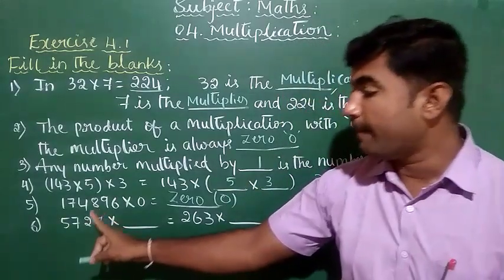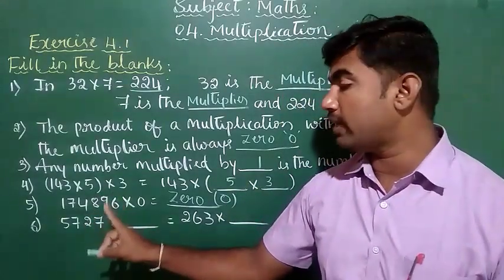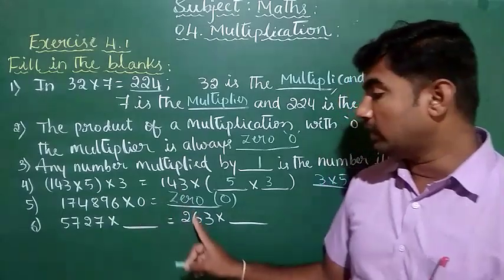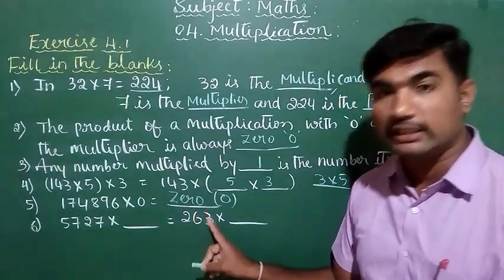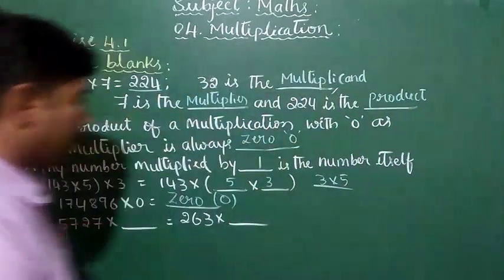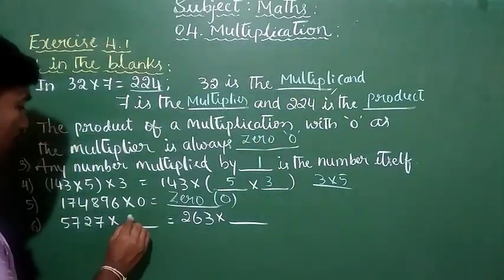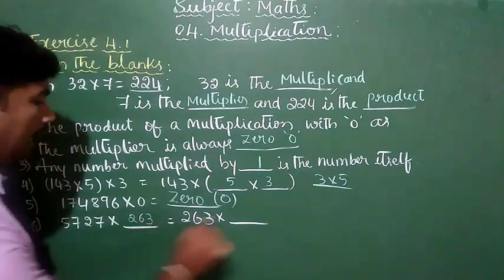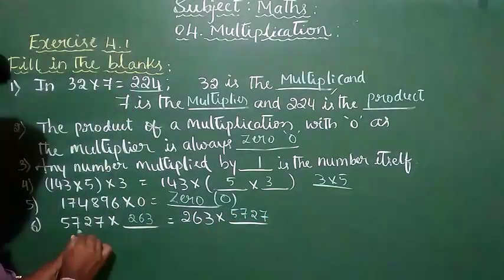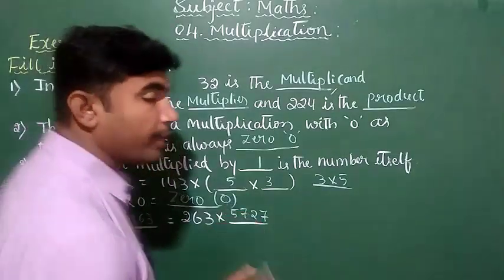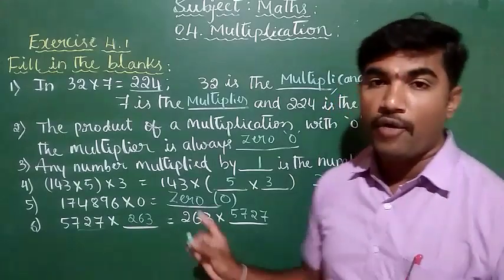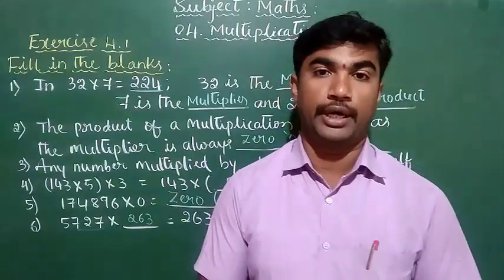Here there is a multiplicand 5,727, we need to find out the multiplier, and on the other side there is a multiplicand 263 into multiplier dash. My dear students, easily we can write here 263 and here 5,727. So these two numbers and these two numbers are same. When we are multiplying the two numbers, we are getting the same product.